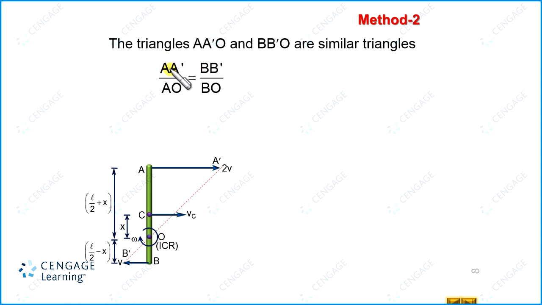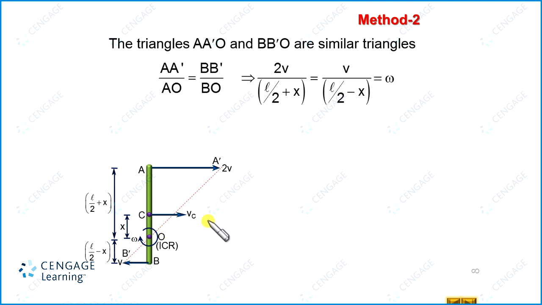Now in place of A dash we can write 2V, in place of B dash we can write V, in place of AO we write L by 2 plus x, and in place of BO we can write L by 2 minus x, right? We can observe here this is the center of rotation, this can be assumed as a radius, and this is the velocity of point A. That means this term 2V divided by L by 2 plus x will represent the angular velocity. Similarly, this term will also represent the angular velocity omega of the rod about the ICR. Now we can solve this equation.